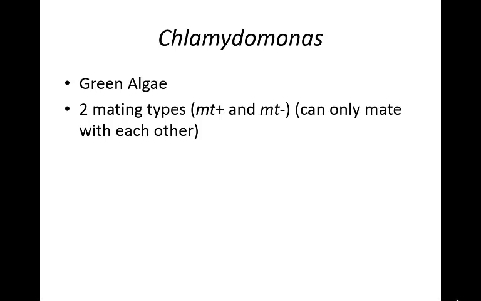Chlamydomonas is a green algae. It has 2 mating types, a positive and a negative. These 2 mating types can only mate with one another, so you can only have the MT plus mating with the MT minus. You cannot have 2 MT pluses or 2 MT minuses mating.